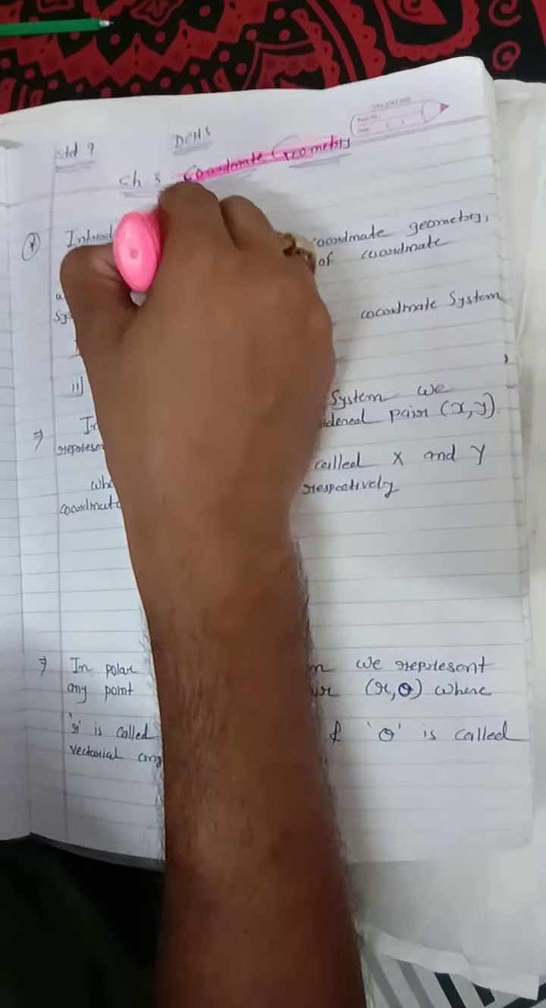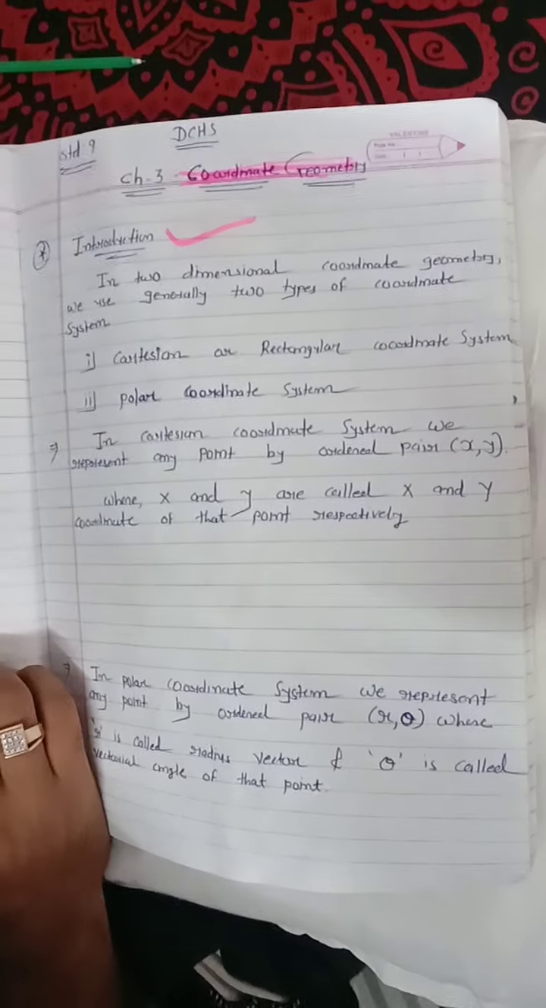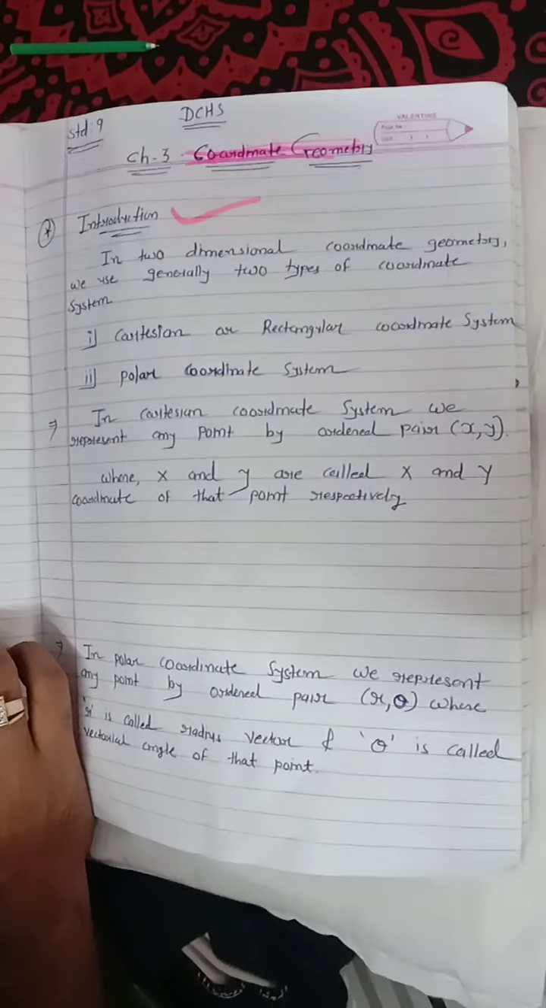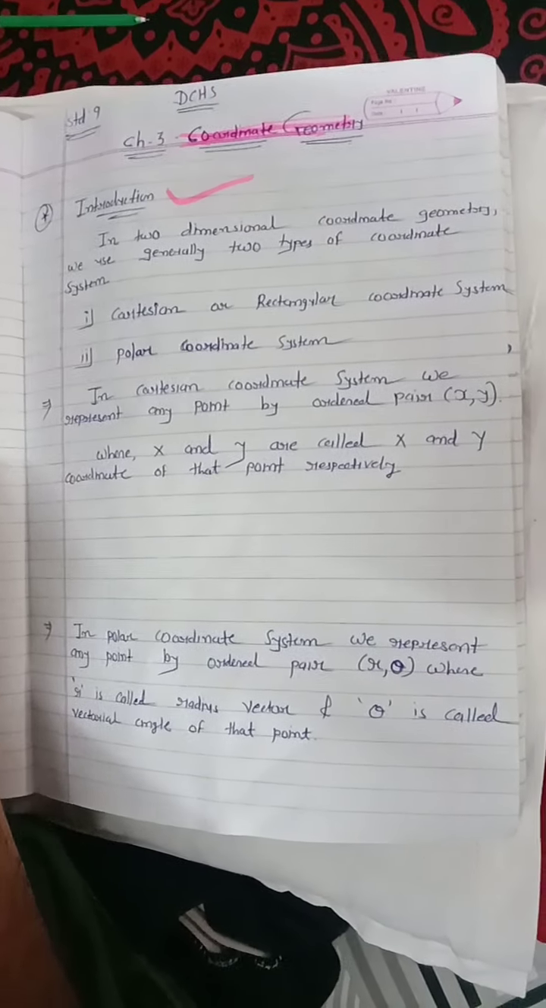First we see the introduction. What is coordinate geometry? Why do we use coordinate geometry? Which types of coordinate geometries are there? We see this in this introduction.